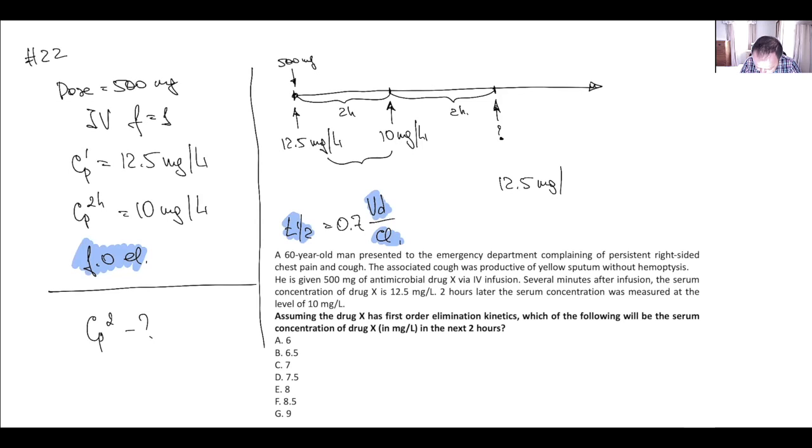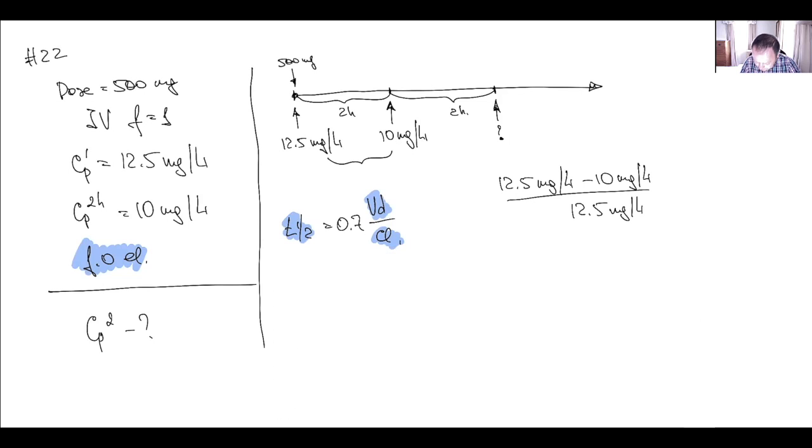12.5 milligrams per liter minus 10 milligrams per liter, divided by 12.5 milligrams per liter. Actually, we have eliminated 2.5 milligrams per liter in terms of concentration, right? So it will be 2.5 milligrams per liter over 12.5 milligrams per liter. What is the fraction? 0.2. What does it mean? It means that 20% eliminated.